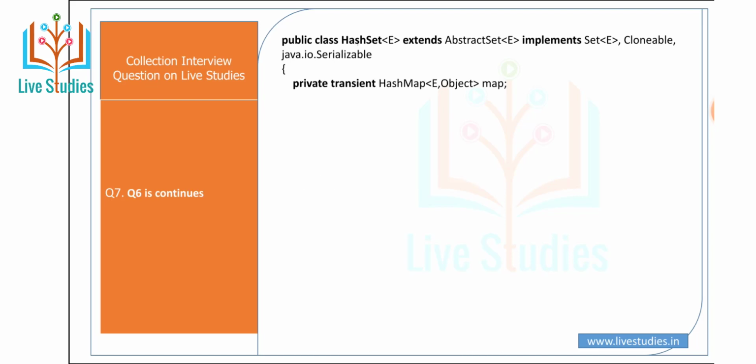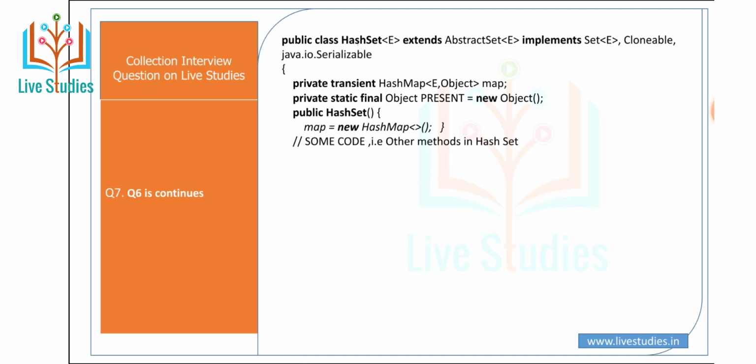private transient HashMap map; Also create the static final Object PRESENT = new Object(); Then also create the HashSet constructor: public HashSet() { map = new HashMap(); } To close this one, write some code for the add method of the Set: public boolean add(E e), where e is the parameter, return map.put(e, PRESENT) == null.